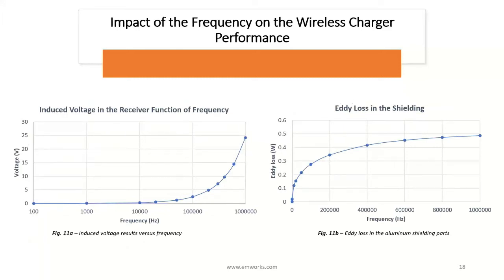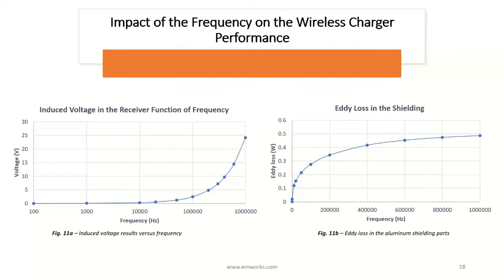So as we said in the previous slide, we have seen that the coupling coefficient decreases with the frequency, but the induced voltage of the receiver has a different behavior. It increases when the frequency becomes higher. The voltage is directly proportional to the frequency and has greater impact than the coupling coefficient. So now we can get higher induced voltage by increasing the frequency. But on the other hand, higher eddy current losses will be generated in the shielding component, which means we will need more power because the efficiency will be reduced. As can be seen, the eddy current losses shown in figure 11B are increasing versus frequency.